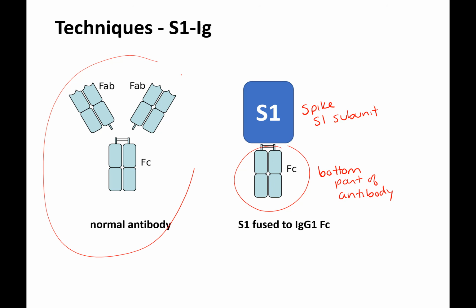So here's a normal antibody. The two Fab parts are specific for antigen binding, and so those are different for every antibody. But the Fc, the constant region, is the same. And so we can buy commercial antibodies that recognize this, and so we can see what S1 is interacting with. So I'll show you immunoprecipitation in just a sec.